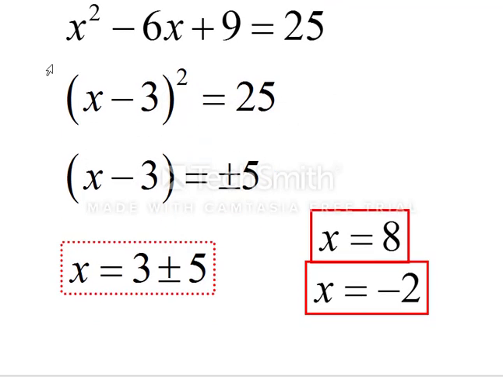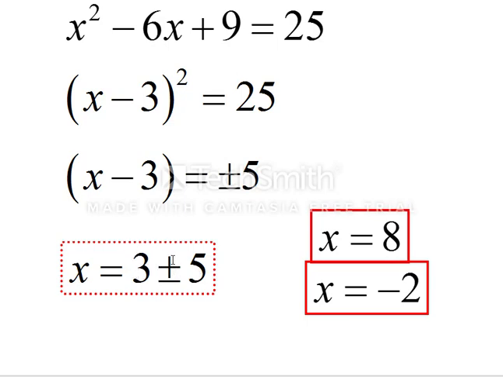Next we will take the square root on both sides. When we take the square root on the left side, the square and square root will cancel out. It will become x minus 3. And the square root of 25 is 5. Whenever we take the square root of a number, there should always be a plus minus sign. Next we will shift this 3 over here. So the equation will become x is equal to 3 plus minus 5.